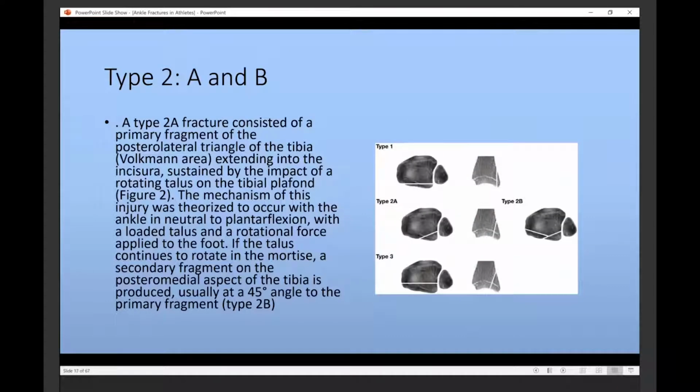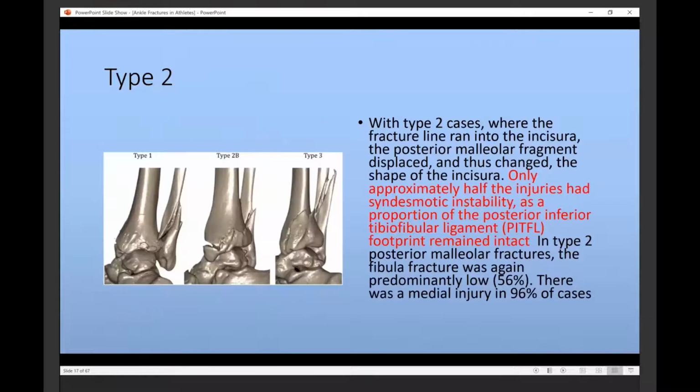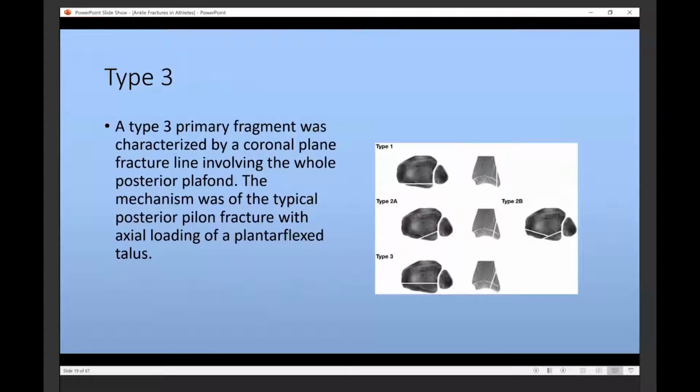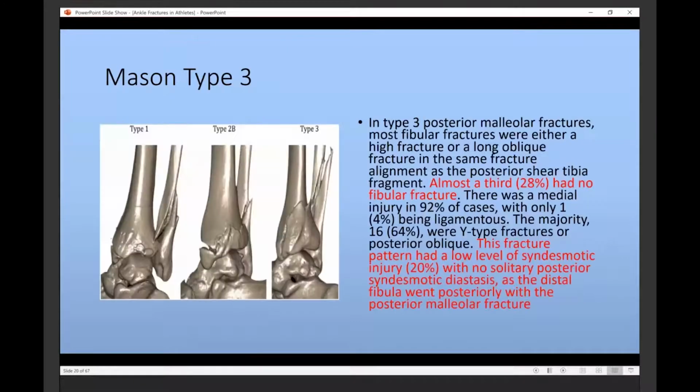The type 2 AB were the ankles in neutral to plantar flexion, the talus is loaded, and there's a big rotational force. Depending on how much rotational force, it becomes either just a posterior or posterior medial as well. About half of these had syndesmotic instability. And a portion of the PITFL footprint remained intact, so about half in those cases. So pretty much 100% of the type 1s had some evidence of syndesmotic instability. Type 2, only about 50%, and lower when you get to these type 3, the whole posterior tibial plafond, it's more of an axial loading mechanism. And this had about 20%.